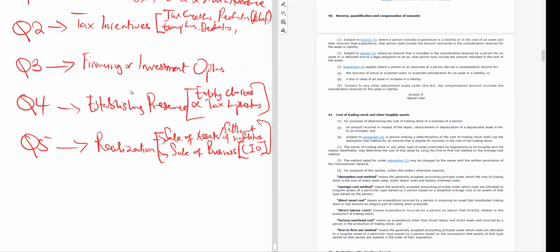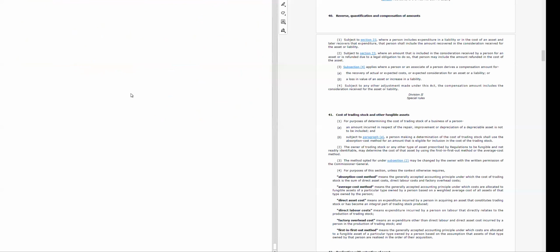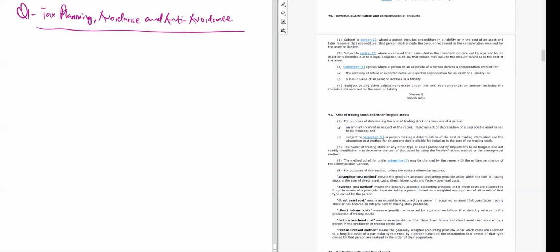Yes, sir. Sure. So now let's take the first area. The first area is what? Tax planning, avoidance, and anti-avoidance, right? So what do you need to know under this area? Now, this area starts by knowing what is tax planning. Okay, so I'm giving you all the necessary questions. So what is tax planning?